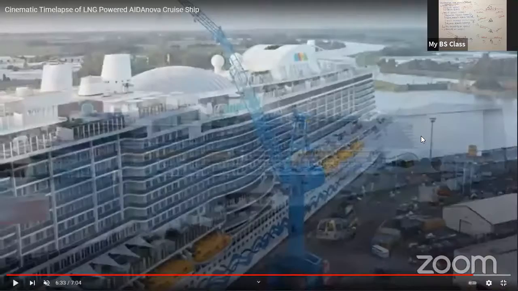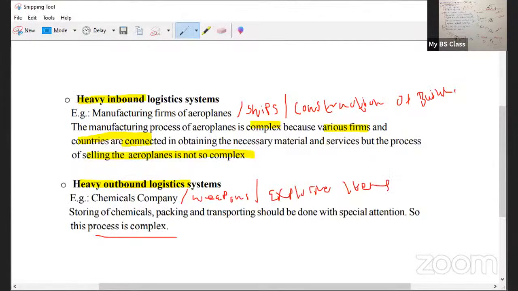So again, coming back to this part, for those who could not complete, please make sure you complete, and then we move to the final one, the reverse logistic system.